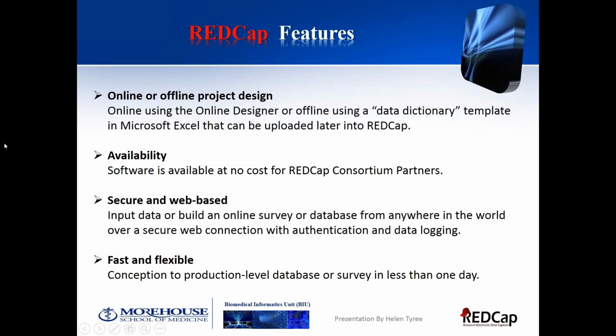Here are some of the features. Online using the designer, like I was saying, or using the dictionary or template. The software is available at no cost for REDCap consortium partners. It's secure and web-based. You can input data or build an online survey, like I mentioned a few minutes ago, anywhere in the world over a secure web connection. It's fast and flexible. From production, you don't have to wait for anyone to upload or do anything overnight. As soon as you create it, it's in real time. It will give you what you created.